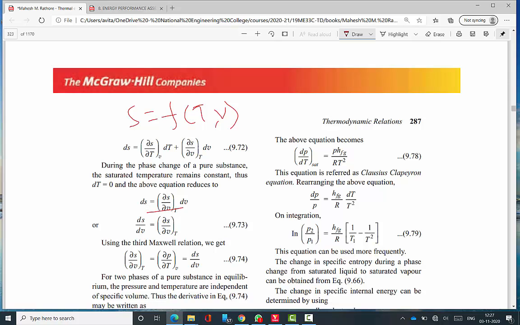Then we use the third Maxwell relation. Remember, every time in this unit, you must remember the Maxwell relations. From the third Maxwell relation, (∂S/∂v) at constant temperature is equal to (∂P/∂T) at constant volume, which is equal to dS by dv.